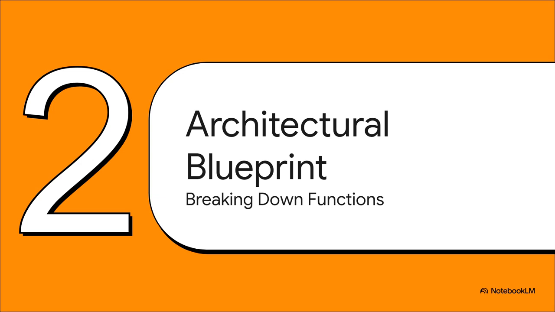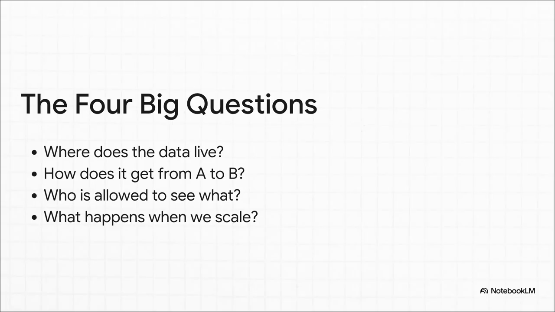Okay, Section 2, the architectural blueprint. Now that we have the map, let's break down what it actually does. At the end of the day, any data architecture, no matter how ridiculously complex it seems, is really just designed to answer four fundamental questions. Where does the data live? How does it get from one place to another? Who is actually allowed to see it? And the big one: what happens when we get way more users, way more orders, basically way more data? Does it all just break?